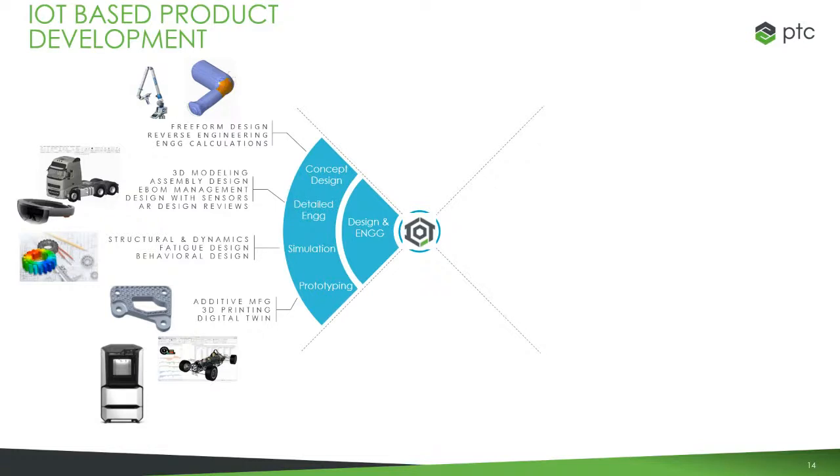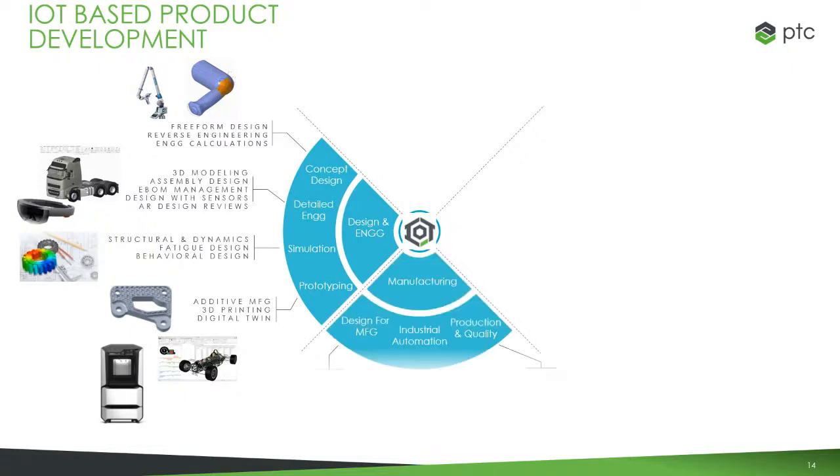So when we talk about concept design, whether it is a free-form design or reverse engineering or engineering calculation, the integration is seamless. If you're talking about detail engineering, you can work on assembly design or AR design. You can do your simulation in Creo Simulate here. Then you can do the additive manufacturing, 3D printing with the help of PTC additive manufacturing and generative design.